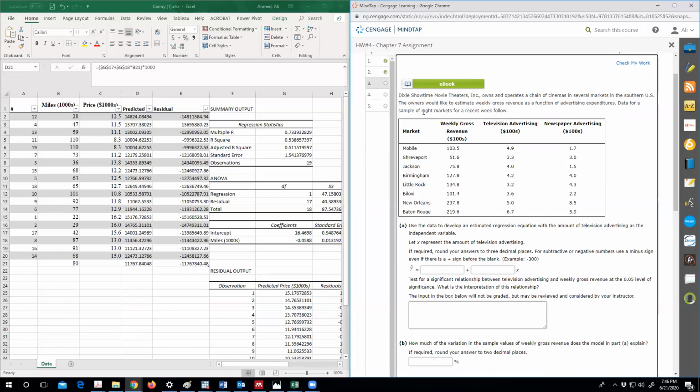They have 8 markets too. All right, so yes, there are 8 markets. And the revenue, I think, is the weekly revenue.